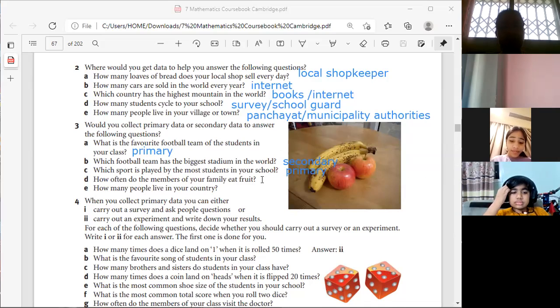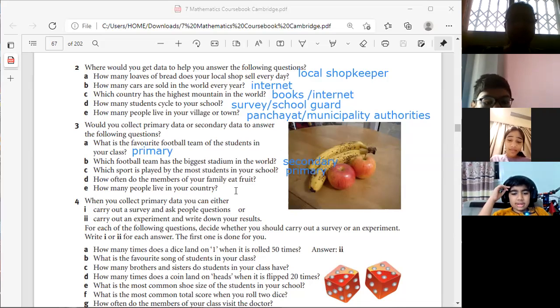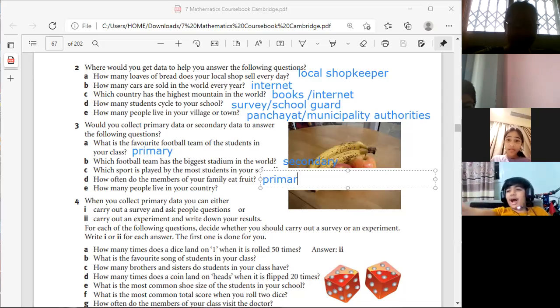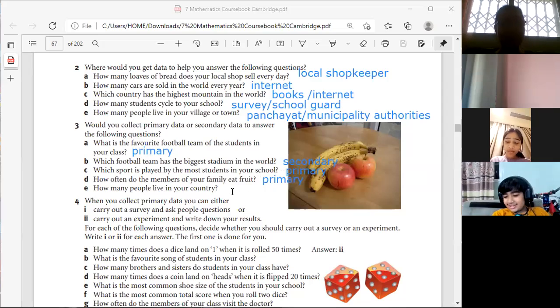How often do the members of their family eat fruit? We will have to search on the internet, no, to find out. Primary. Yes, it is primary. Oh, that was sarcasm. I was like, Ma'am, why? How can you go to the internet and find your family? So it's primary. How many people live in your country?